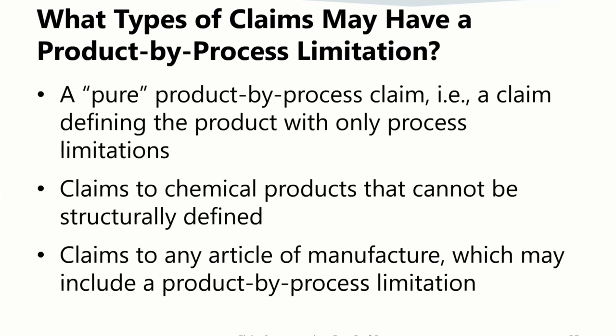There is no one style of claim or art area that may have a product by process limitation, but some areas are more likely to see these types of claims than others. Some examples of claims that may include a product by process claim are a claim to a product with only process limitations, a claim to a chemical product that cannot be structurally defined, and any type of article of manufacture. We will next look at two specific examples of product by process claims.